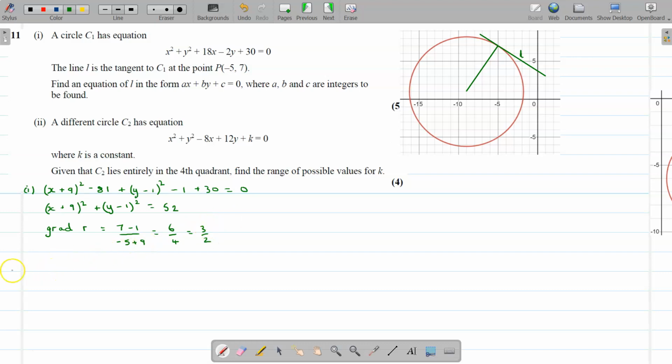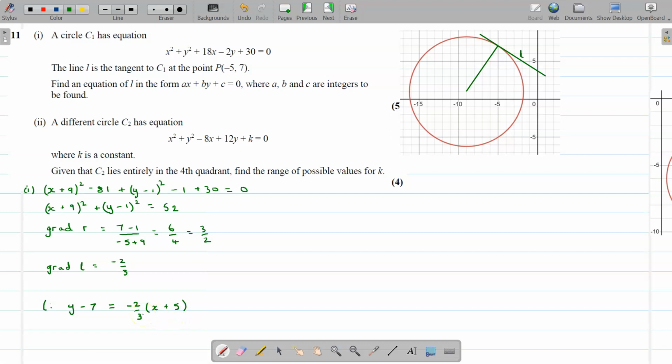And if that's true, then the gradient of the line L is going to be -2/3. And the equation of L, therefore, is going to be, let's just write it down here. L has equation y minus y1, so y minus 7 equals -2/3 brackets x minus -5, or x plus 5.